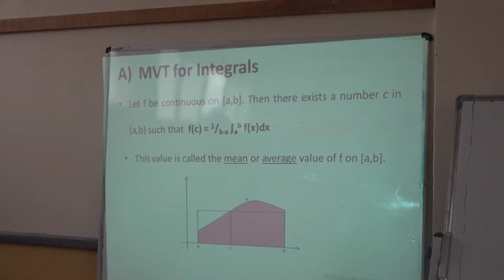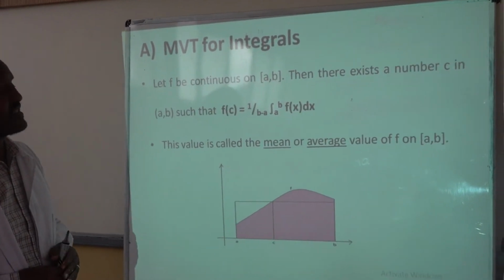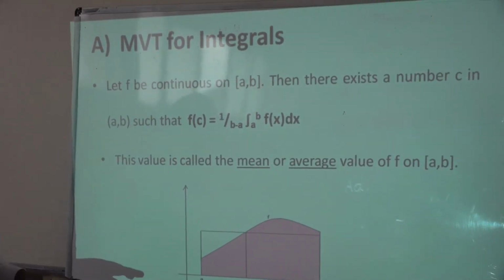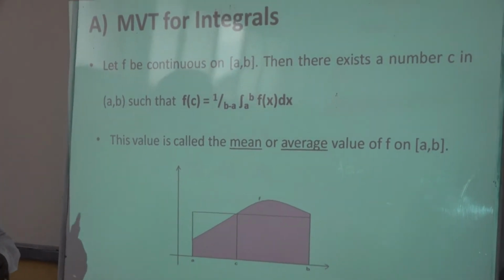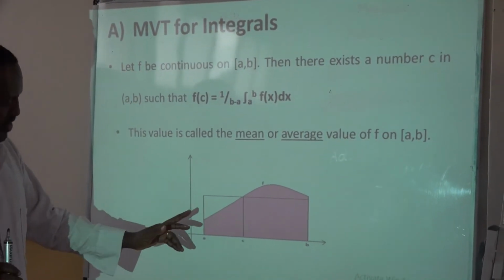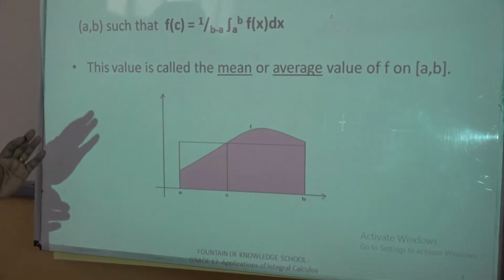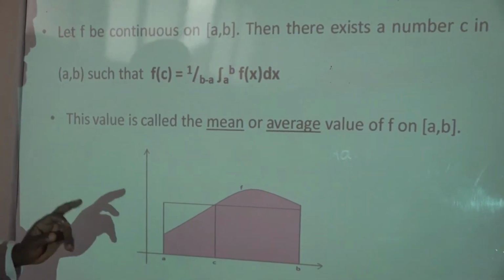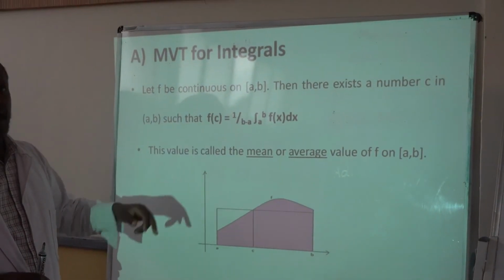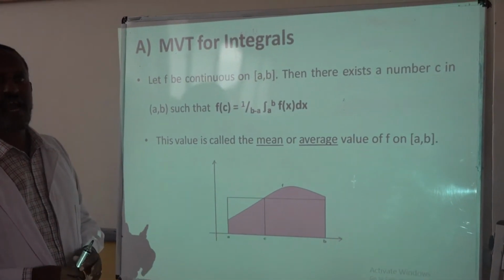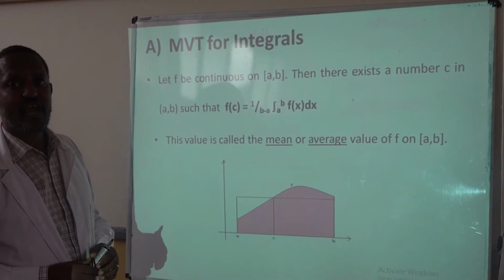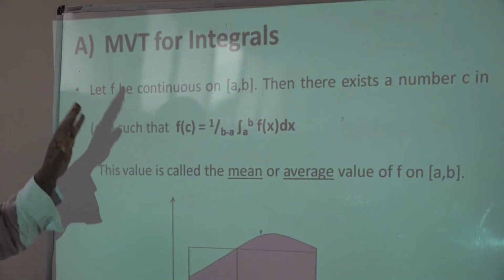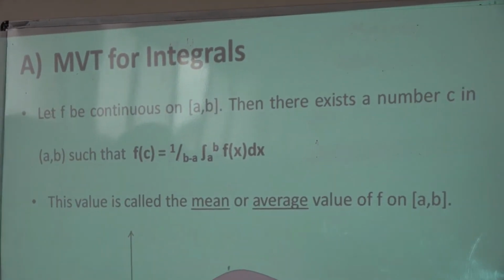First, let us see what the mean value theorem for integrals says. It says, suppose we are given a function f that is continuous on a closed interval [a, b]. As long as this function is continuous on this closed interval, there must exist a number c between a and b such that f of c equals 1 over b minus a times the integral from a to b of f of x dx. And this value f of c is known as the mean or average value of f on [a, b].